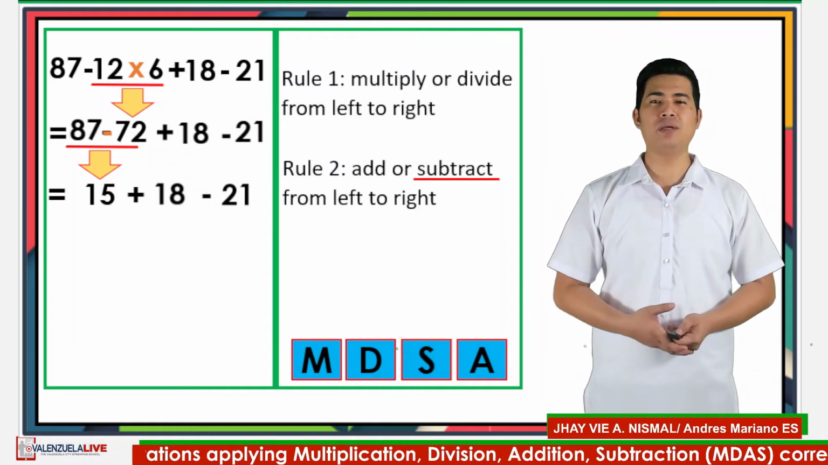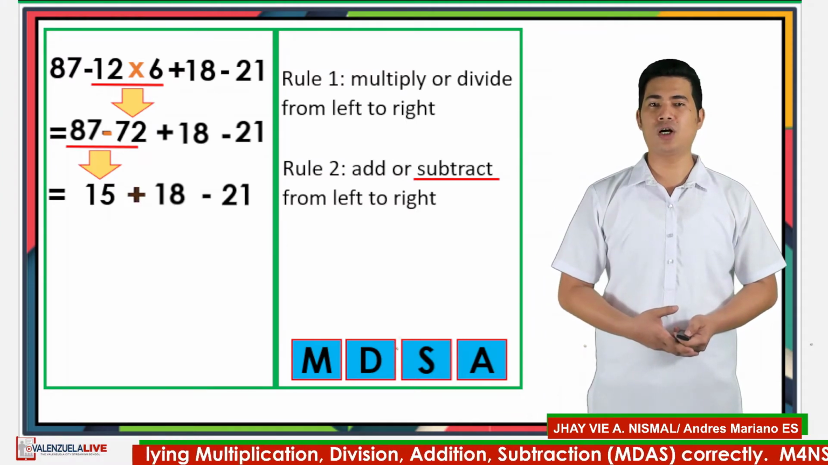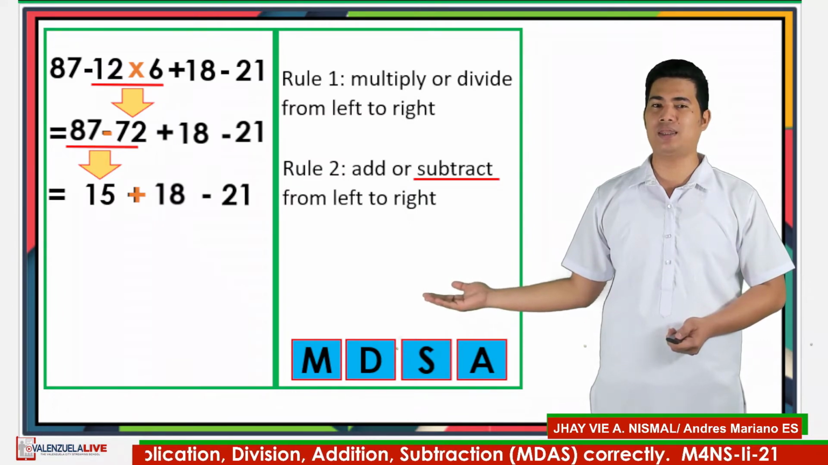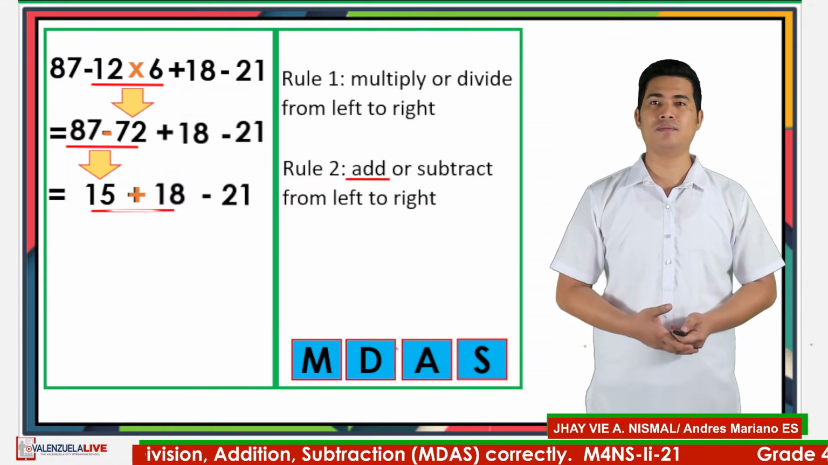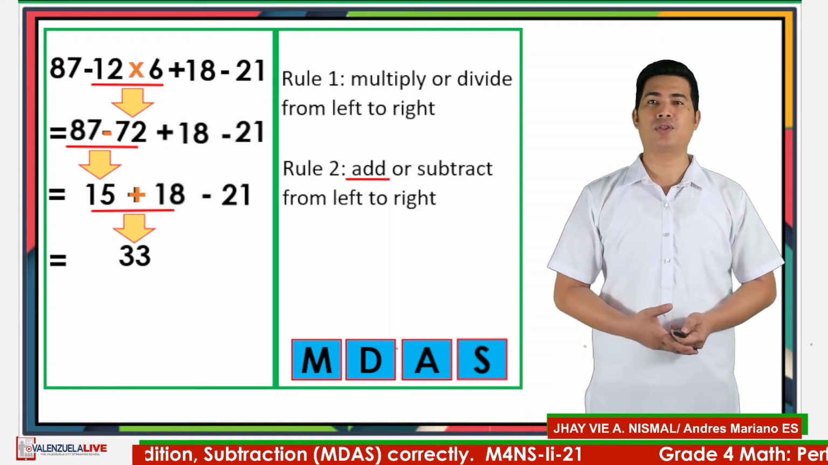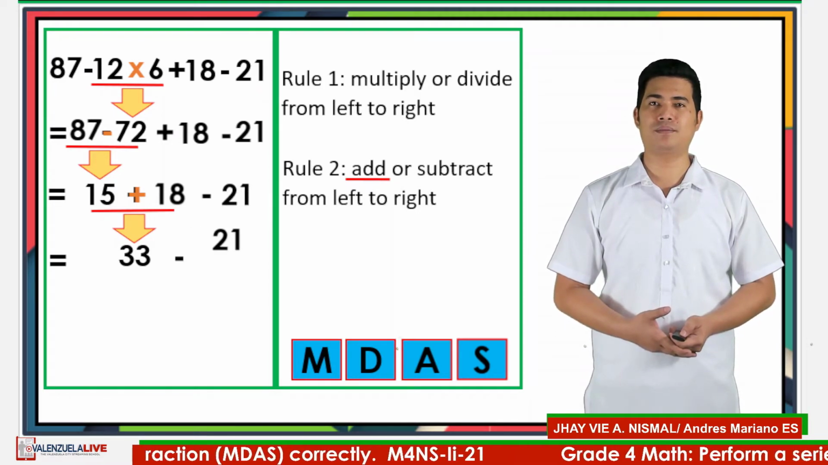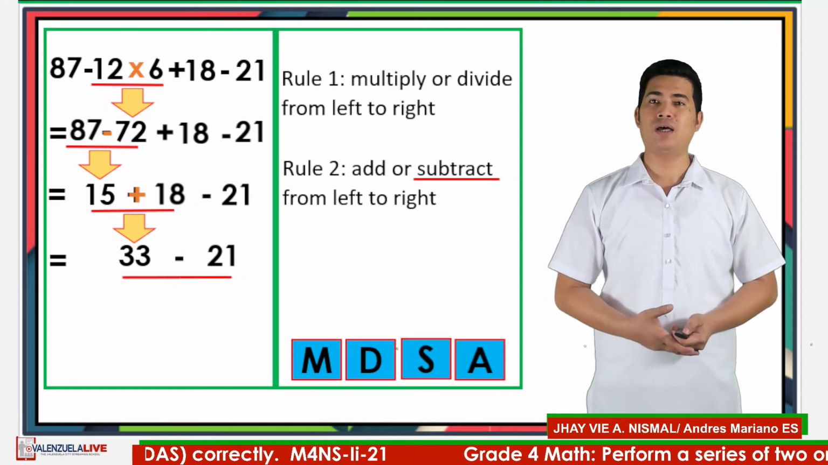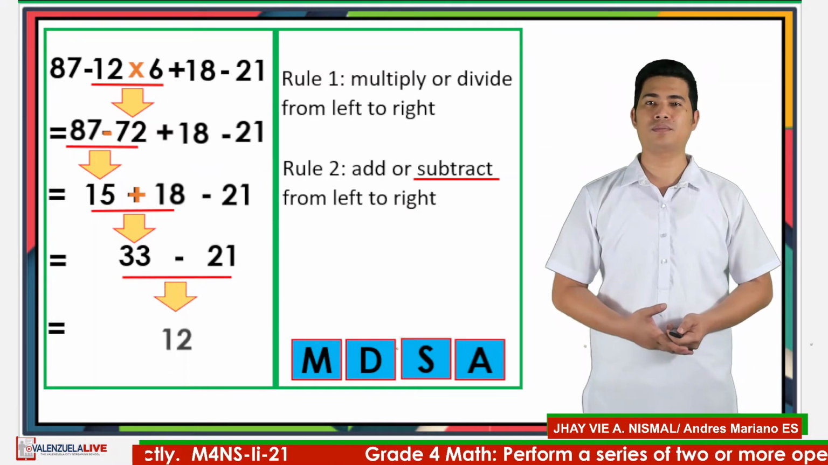Then we have two remaining operations, addition and subtraction. As you noticed, addition comes first from left to right. Then we will perform addition. 15 plus 18 is equal to 33. Bring down minus 21. Lastly, subtract. 33 minus 21 is equal to 12.